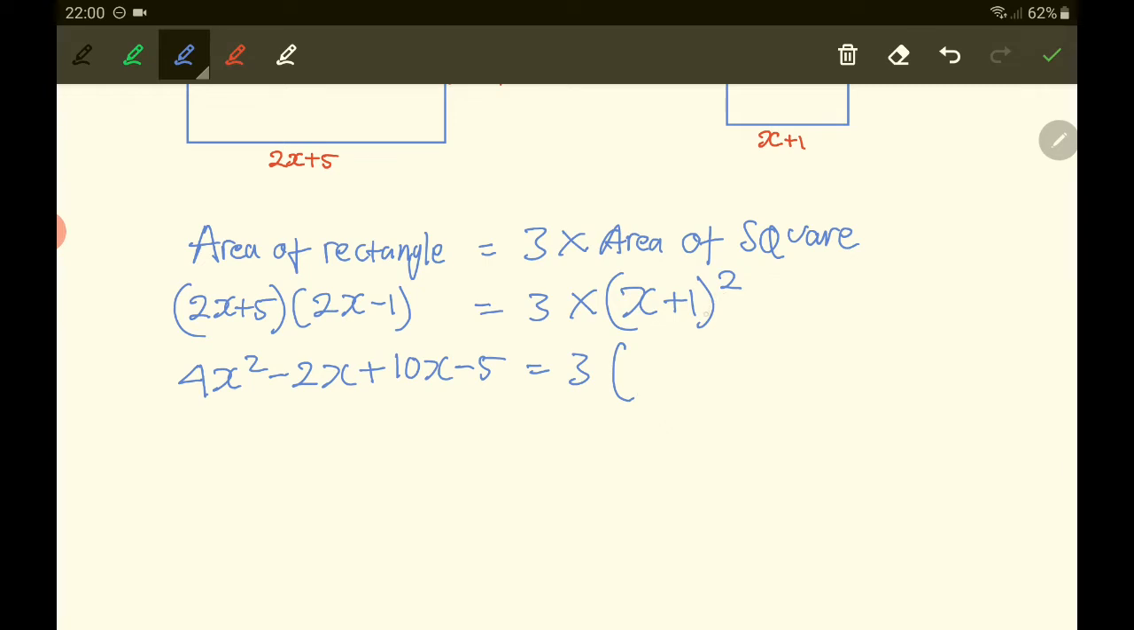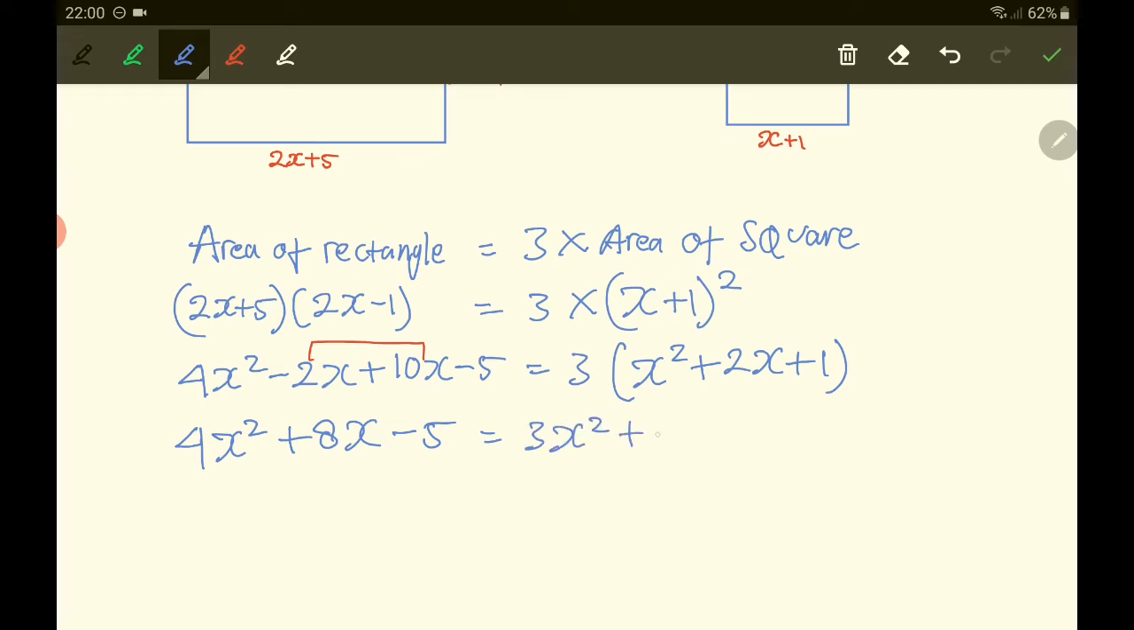So this one I just use the identity. It will be x squared plus 2x plus 1. Okay, so now I want to expand this, multiply by 3. This one also I want to combine the minus 2x with 10x, so 4x squared plus 8x, and then minus 5, equal to, we multiply by 3 everything inside the bracket, so 3x squared plus 6x plus 3.